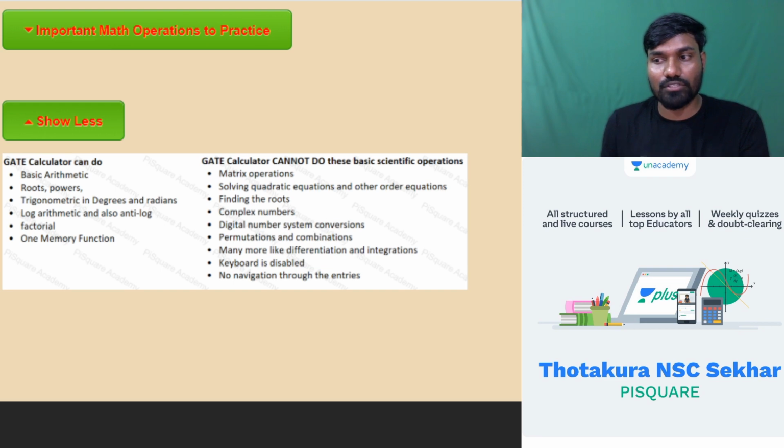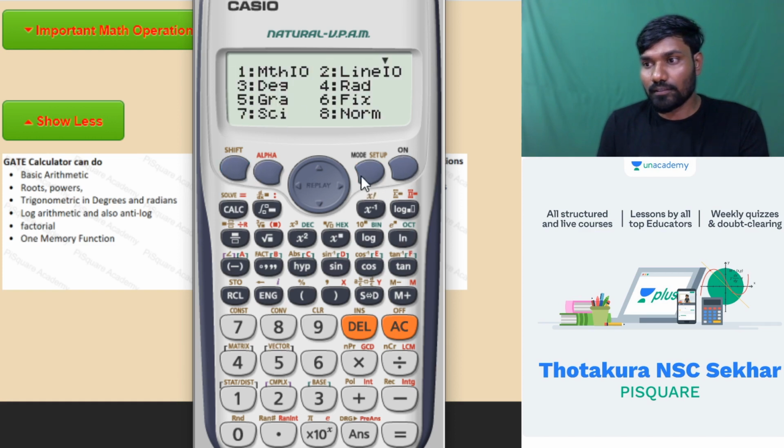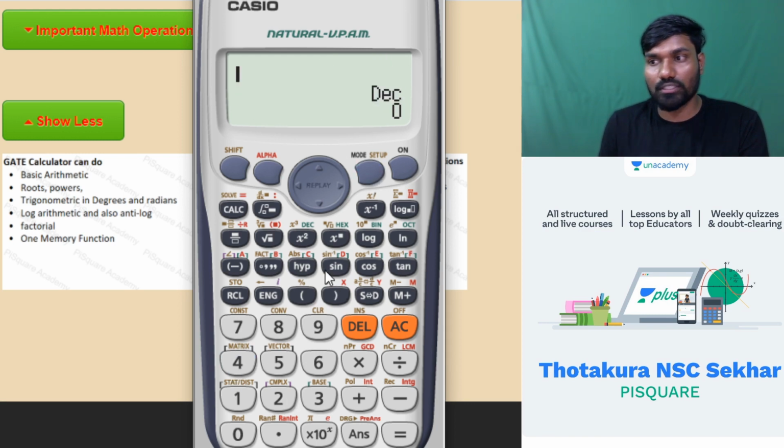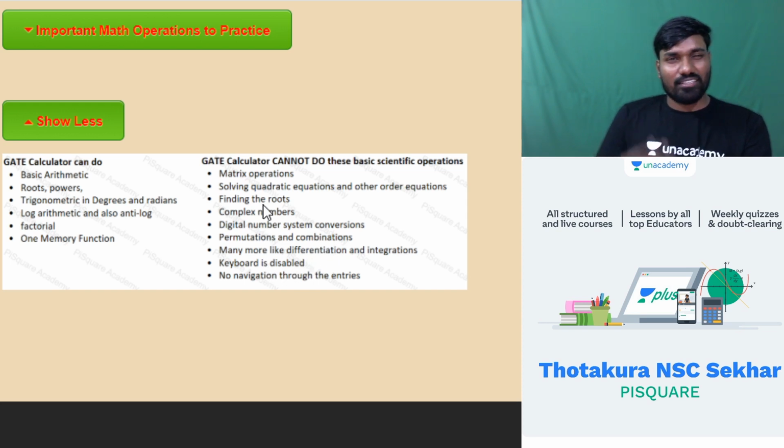Digital number conversion system, here we have decimal, hex, bin, all these things, right? If you go to setup, you can set the mode for base n, then it's in decimal form, hexadecimal form, binary form, all these things. That cannot be done using the GATE virtual calculator. Permutation and combination is not possible. Many more like differentiation and integration are not possible.